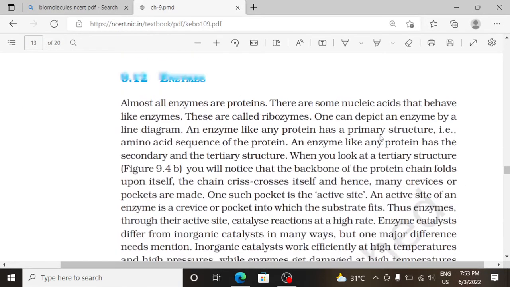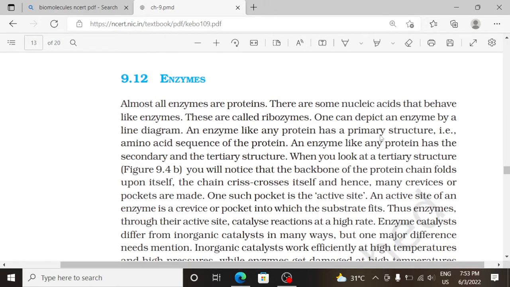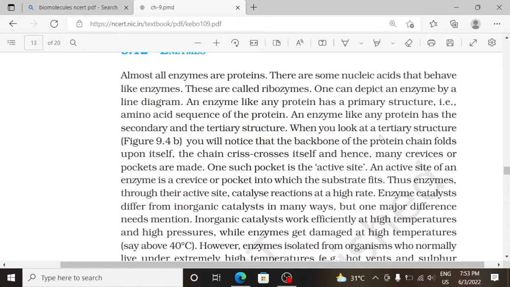Now, enzymes. Almost all enzymes are proteins. There are some nucleic acids that behave like enzymes. These are called ribozymes. One can depict an enzyme by a line diagram. An enzyme, like any protein, has a primary structure, that is the amino acid sequence of the protein. An enzyme, like any protein, has the secondary and tertiary structure.